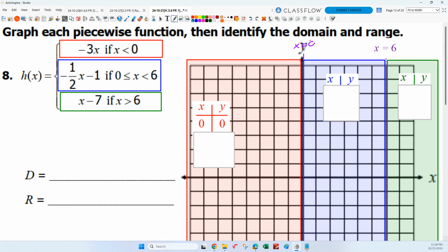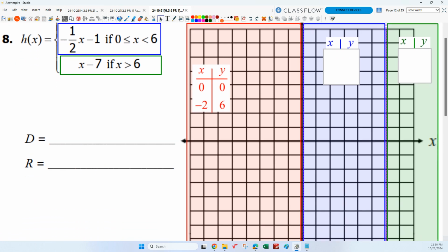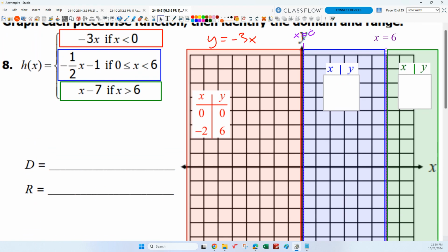I think it's kind of nice to do this. Above the graph in each domain, I always just like to write what's the equation we're using. Well, that's the red piece, y equals negative 3x. What's another one we could use? Like negative 1 or negative 2, whatever. Either one of those would work. If we use negative 2, 6, well, we've got 2 points. So 0, 0, open or closed endpoint for the red piece? Open, because we're not including 0, right?